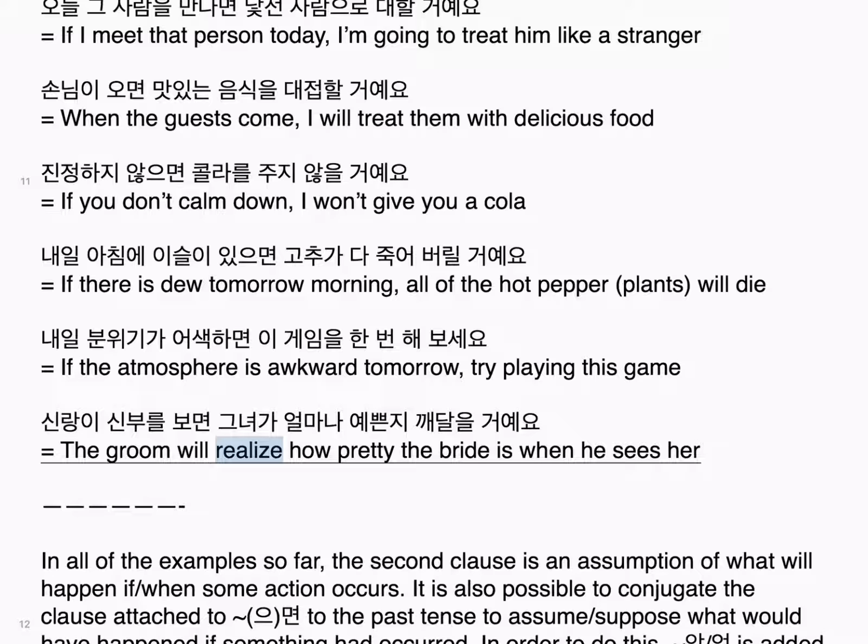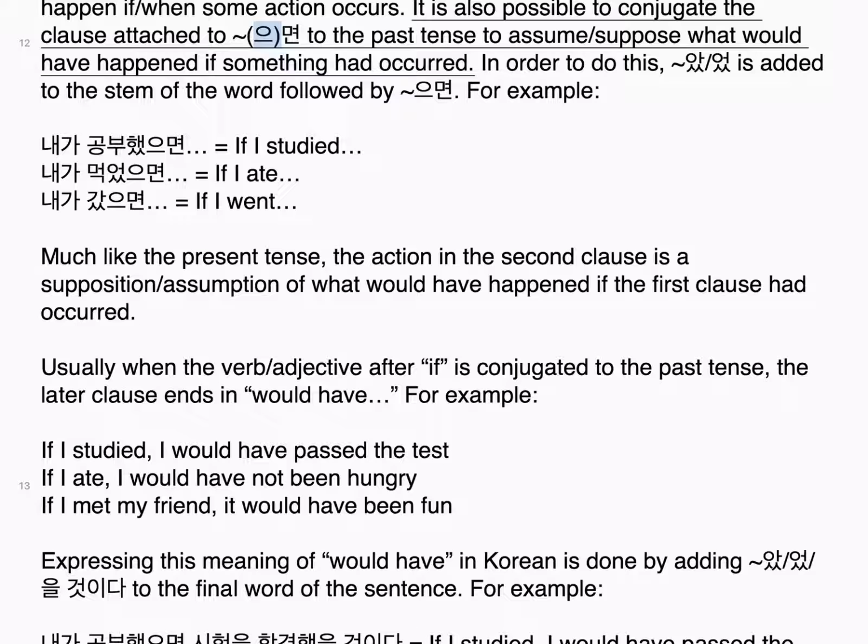The groom will realize how pretty the bride is when he sees her. In all of the examples so far, the second clause is an assumption of what will happen if or when some action occurs. It is also possible to conjugate the clause attached to the past tense to assume, suppose, what would have happened if something had occurred.